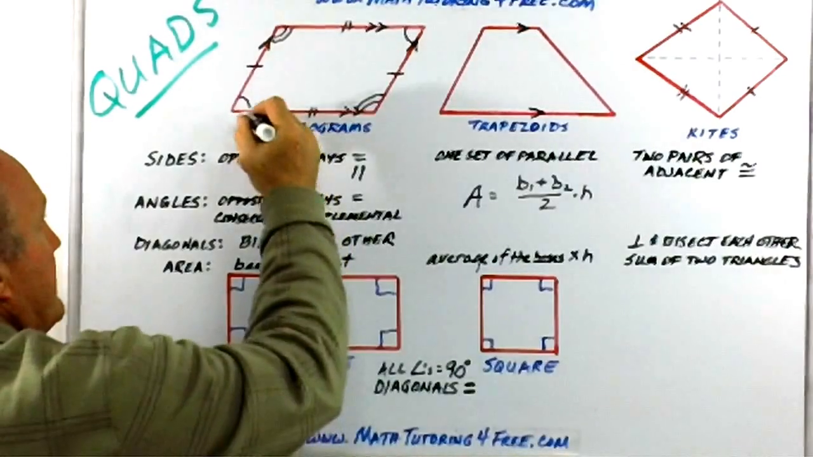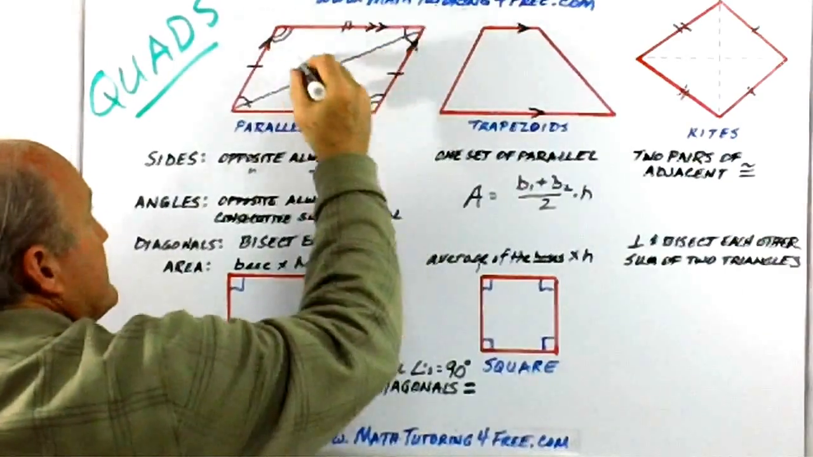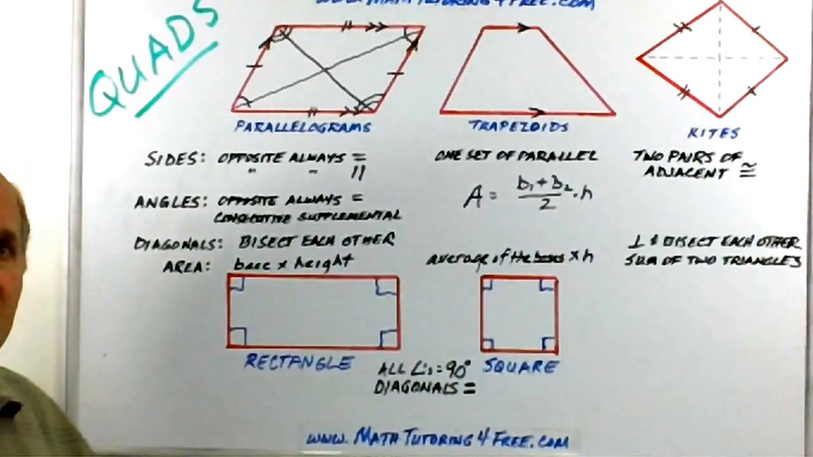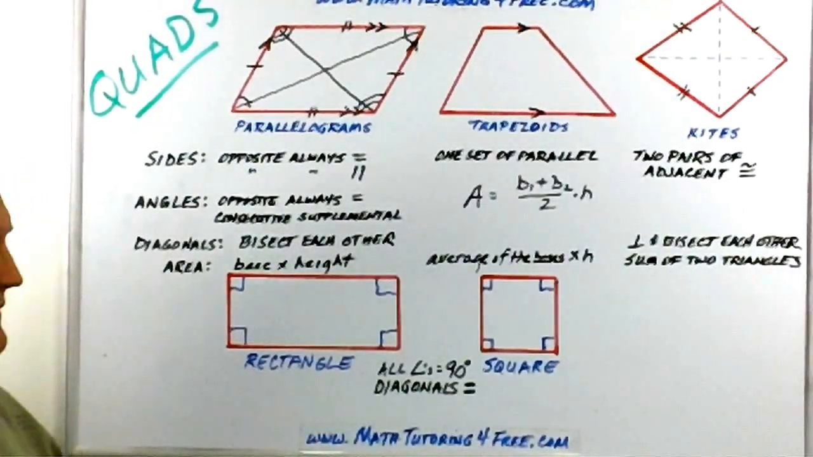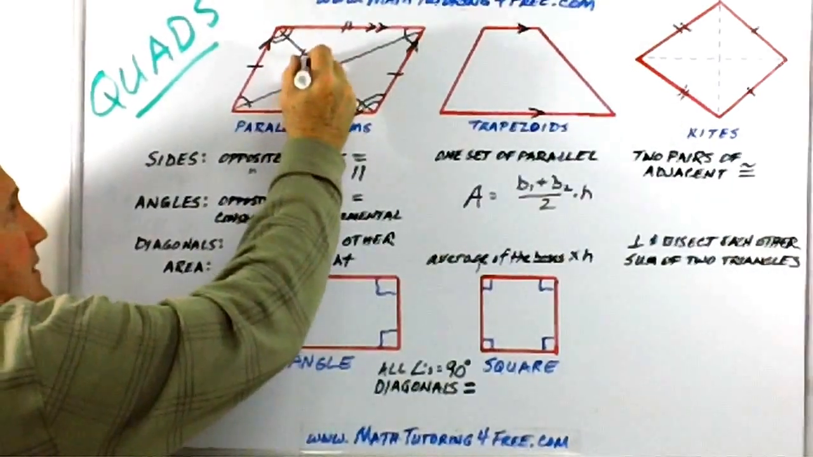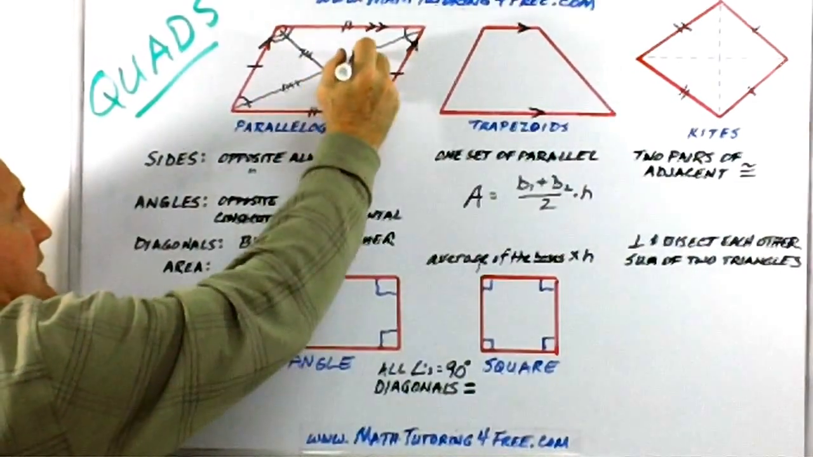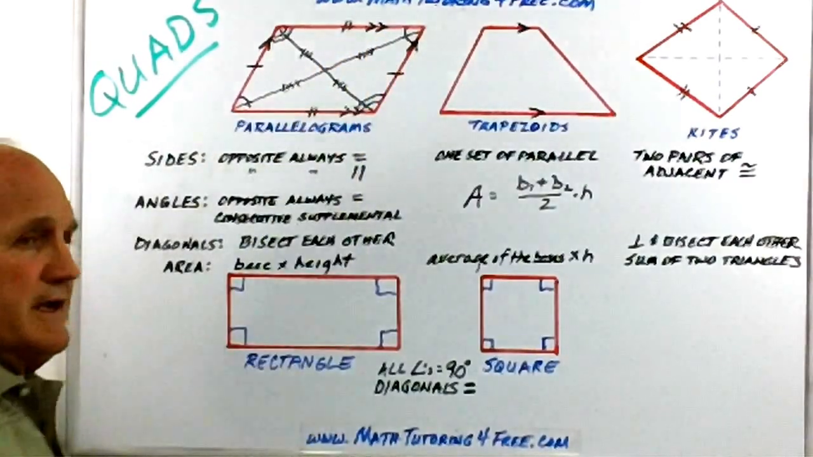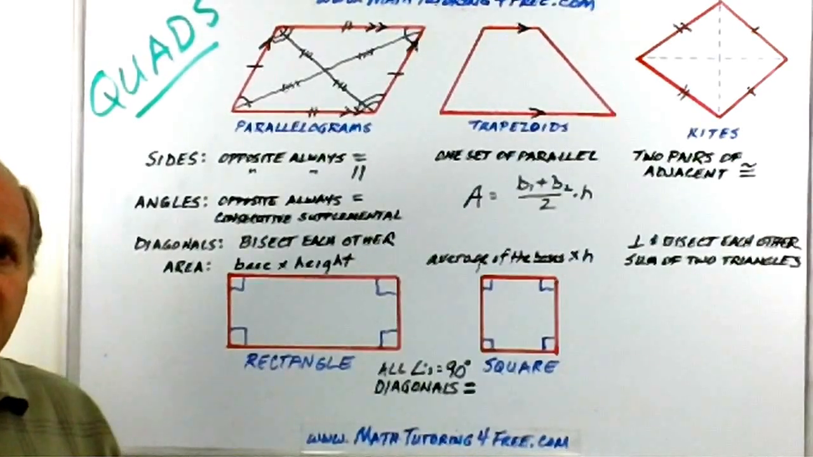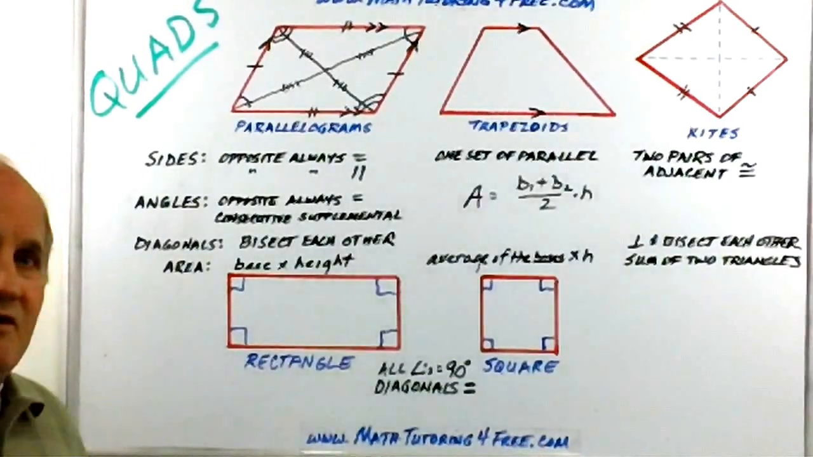And another unique thing, let's see if I can draw the diagonals in here, is the diagonals will always bisect each other. Okay? So we could again show this side equal to this side, and this side equal to that side. So when you look at your various problems you're going to have on that, you want to remember that with a parallelogram.